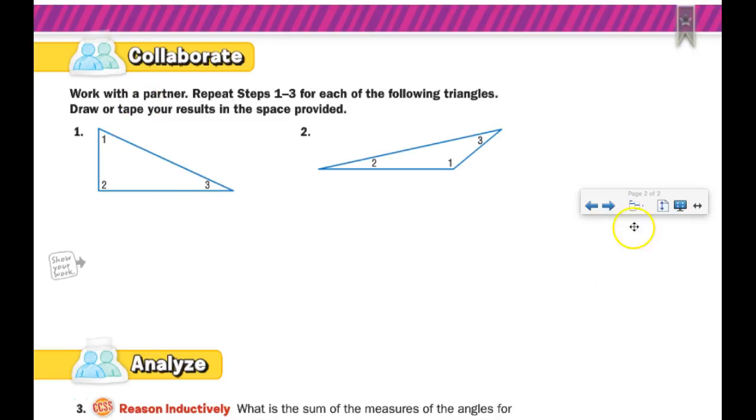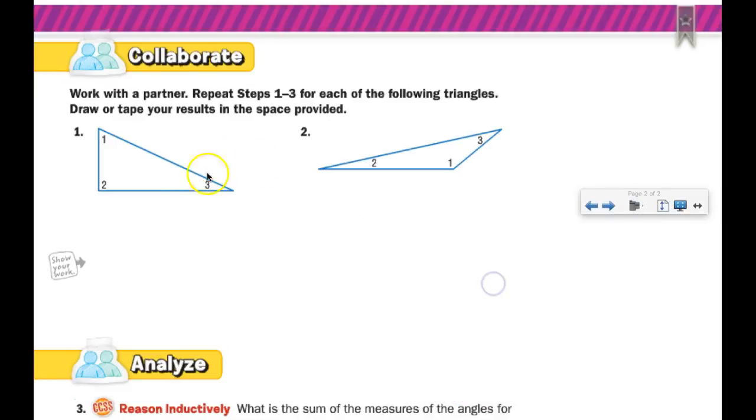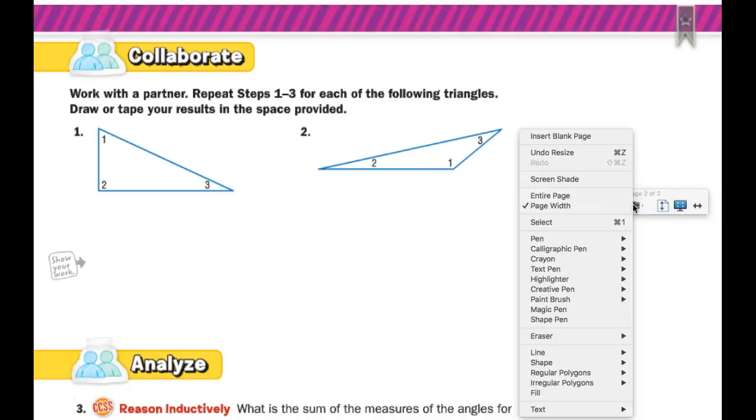Work with a partner. Hey, you're in luck. I'm your partner again. Isn't that fantastic? So repeat steps 1, 2, 3 for each of the following triangles. Draw or tape your results in the space provided. I don't think you have to do that. Here's what you are going to do though. You're going to use your protractor again. And here's what I want you to do.